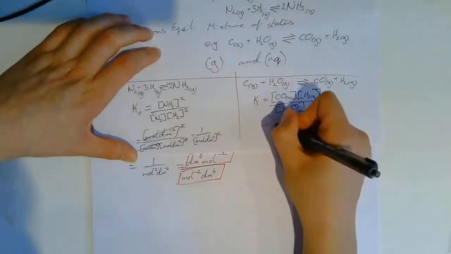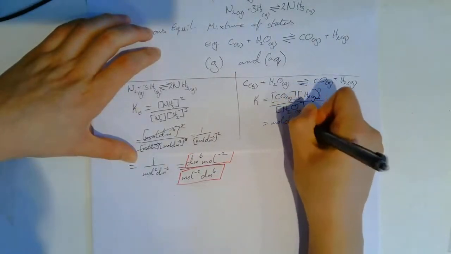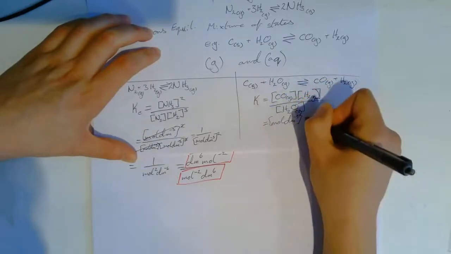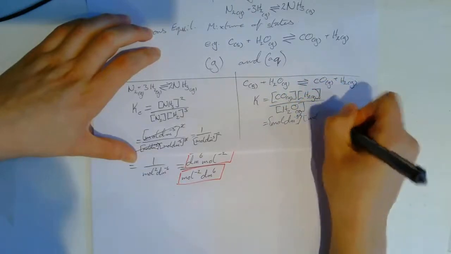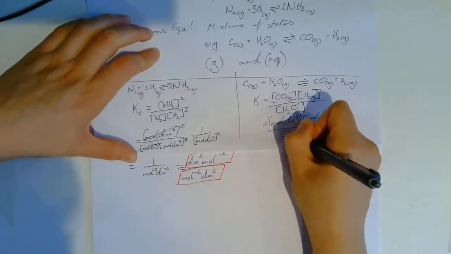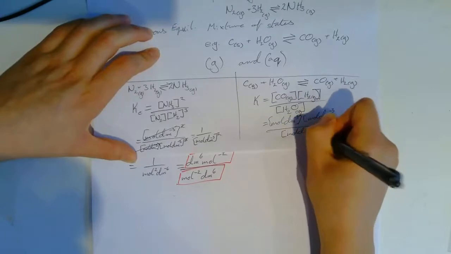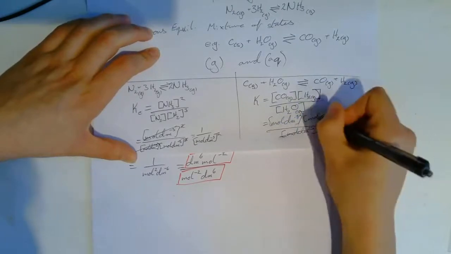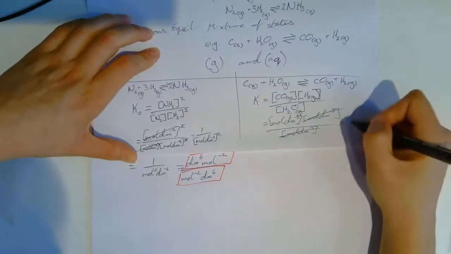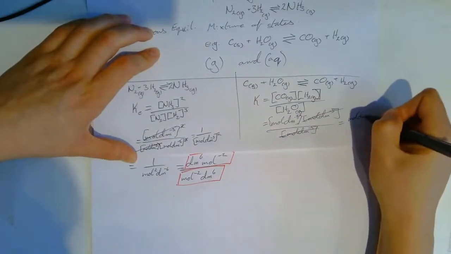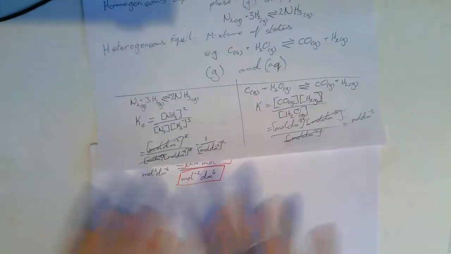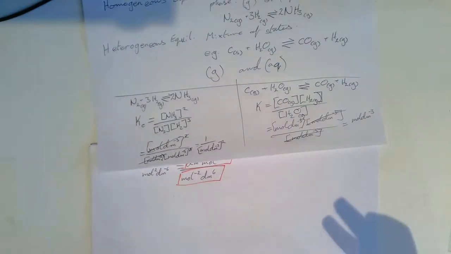So we're going to have moles per decimeter cubed divided by moles per decimeter cubed. So we'll cancel one of each out, and that handily leaves us with moles per decimeter cubed. Okay, so at that point, fundamentally nothing's really changed.